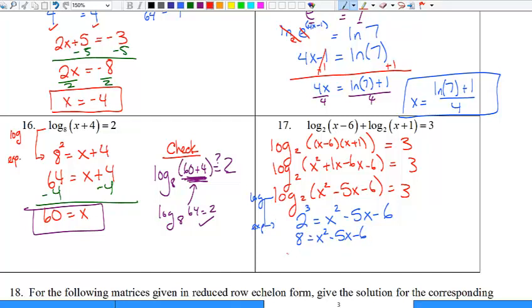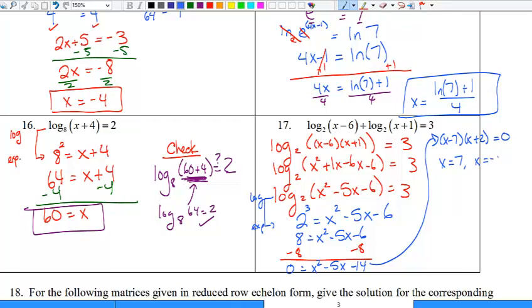And now I can get one side equal to 0, which is 0 equals x squared minus 5x minus 14. And that factors into (x minus 7)(x plus 2). So x is equal to 7 and x is equal to negative 2, potentially. I say potentially because we have to check our work. So when I check, let's see, I'll check 7 first.